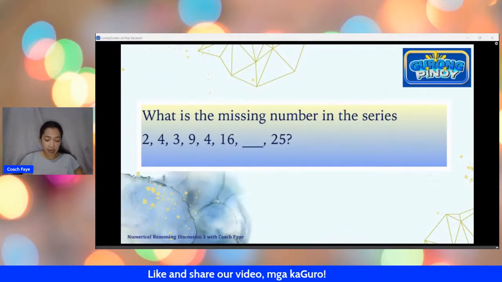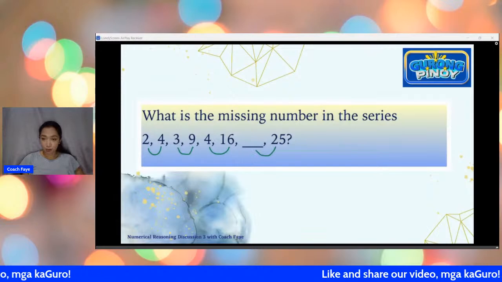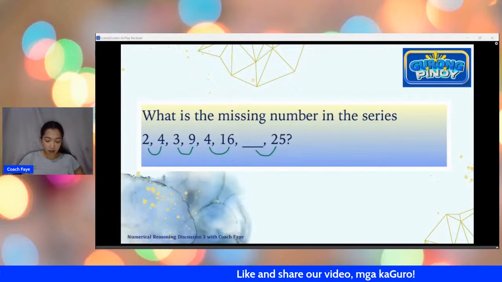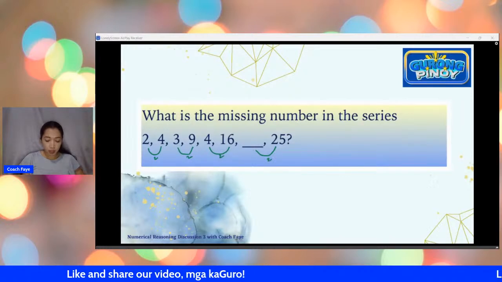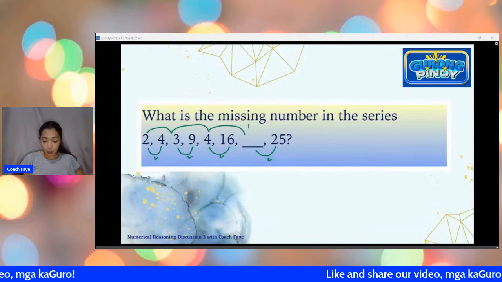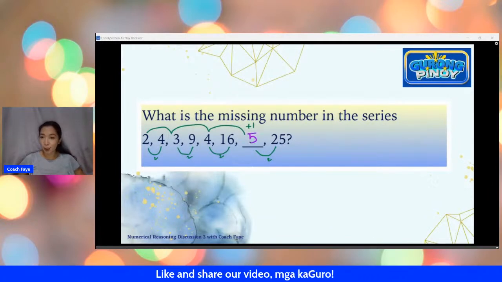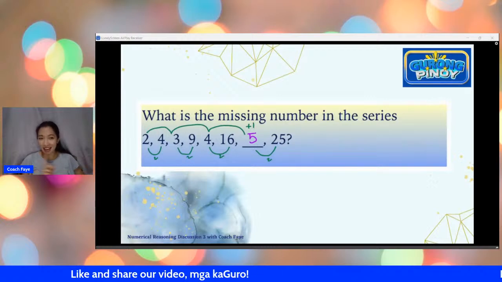So what we're doing here is actually you're just squaring. So nagsa-square lang po tayo. So squared. Tapos yung dito naman po, plus 1. So we expect that the missing number here is indeed 5 as most of you are saying. So marami po nakakakuha ng correct answer.